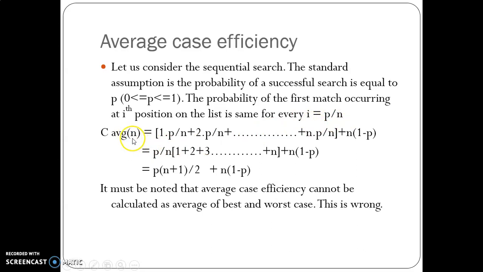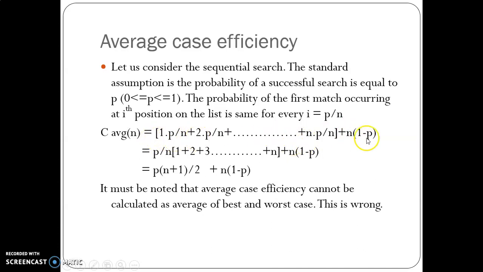Now the average case complexity will be: if we find the item in the first place, 1 into P upon n, plus 2 into P upon n, plus so on, till n into P upon n for finding the item in the nth place, each multiplied by the probability of finding the item in the ith position, and plus we will add n into 1 minus P. 1 minus P is the probability of unsuccessful search. So n into 1 minus P is added.